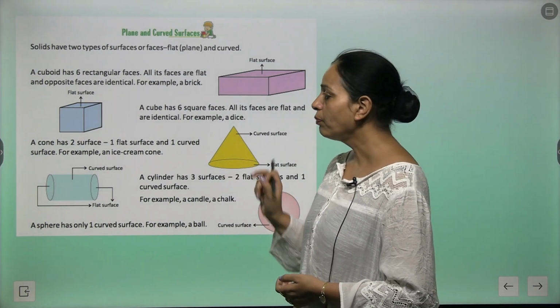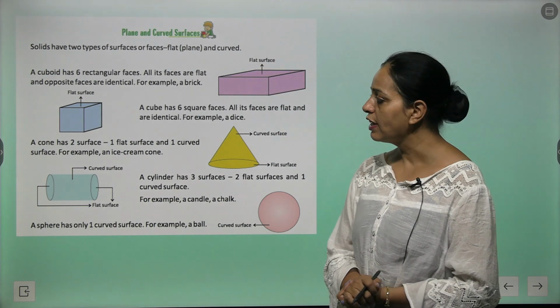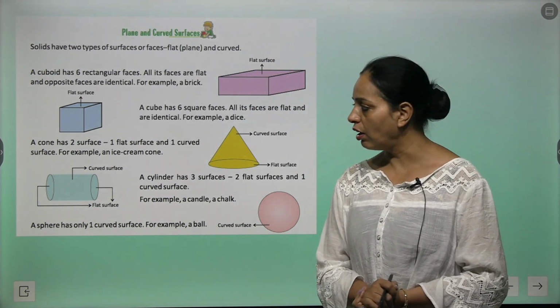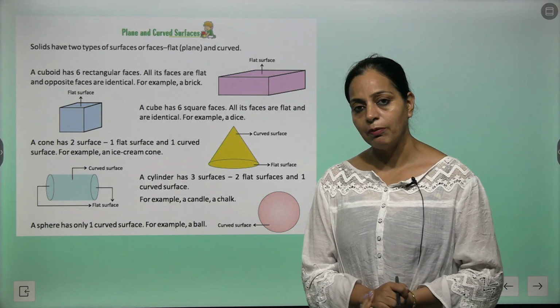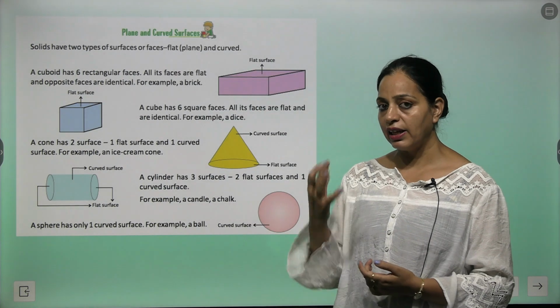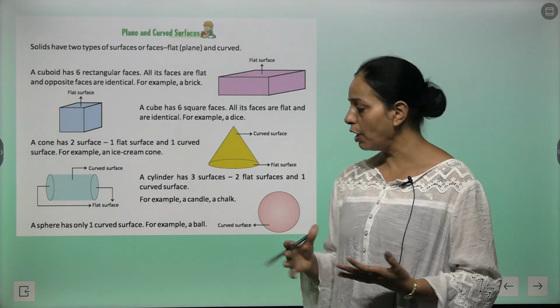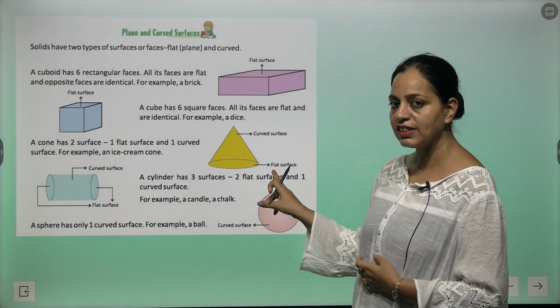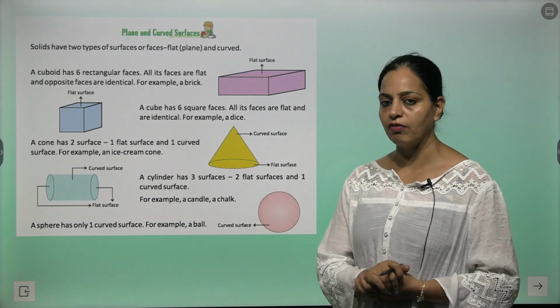Now cone. A cone has 2 surfaces, one flat and one curved. For example, an ice cream cone. As I told you, like birthday cap. That is also a cone shape. तो आप देख सकते हैं. This is the flat surface and this is the curved one.